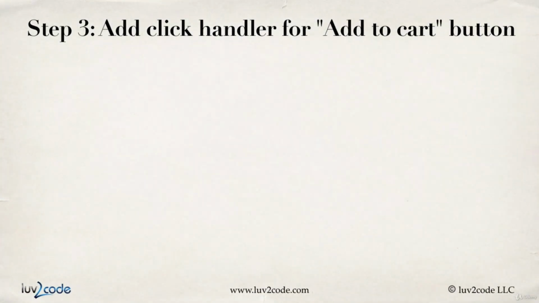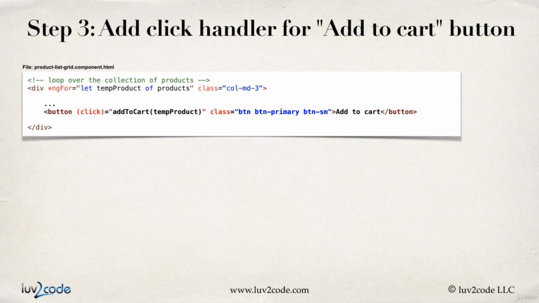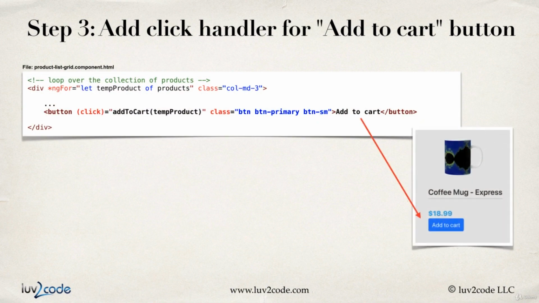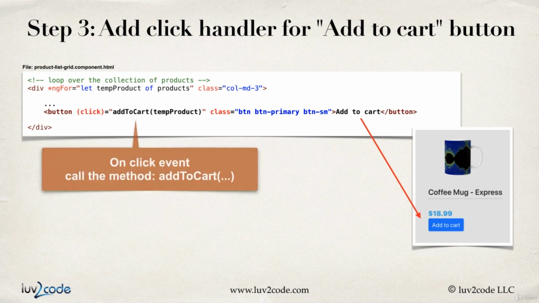Alrighty, step 3 of adding a click handler for the add to cart button. So for our buttons on our product list grid, we'll have this button here for add to cart. And then we'll add the click handler here. So on click event, we're going to call this method addToCart. And then we'll pass in the product.